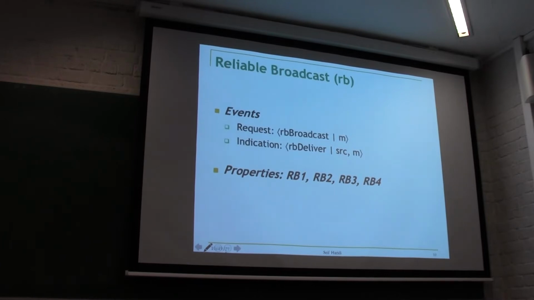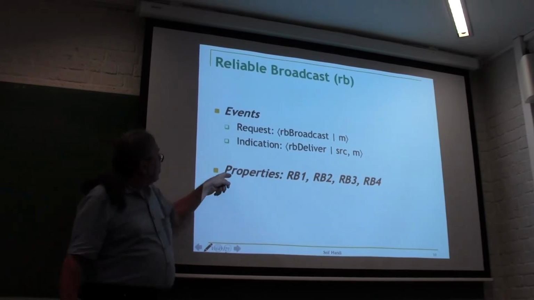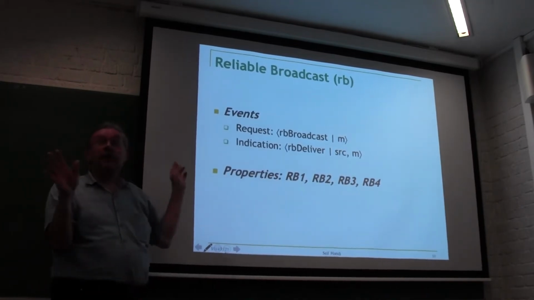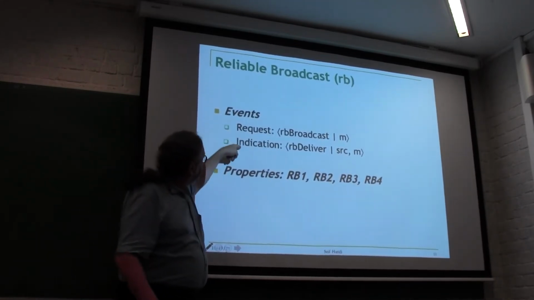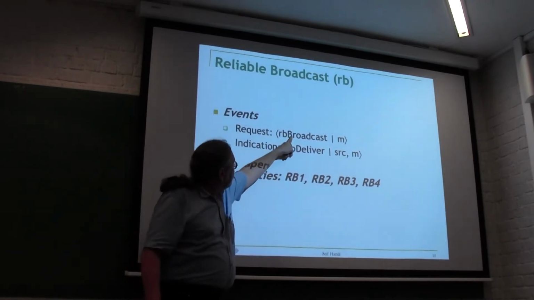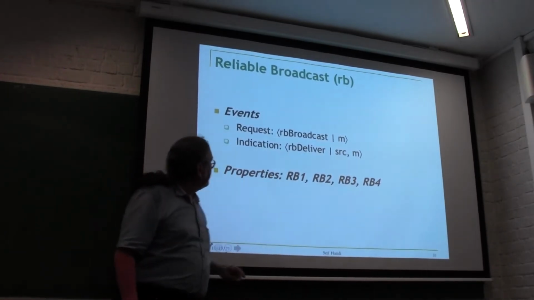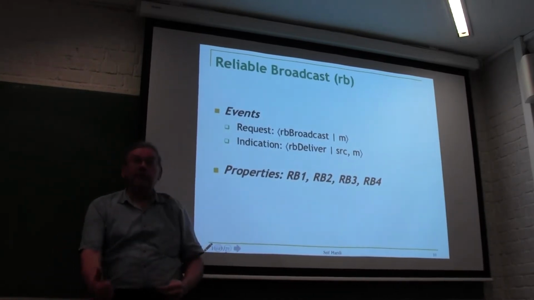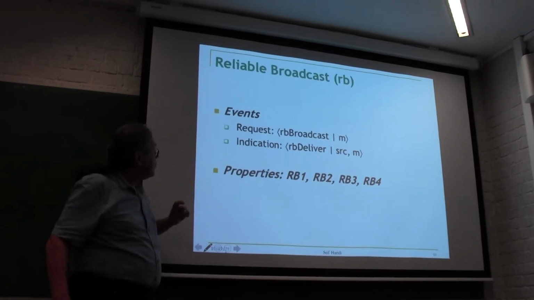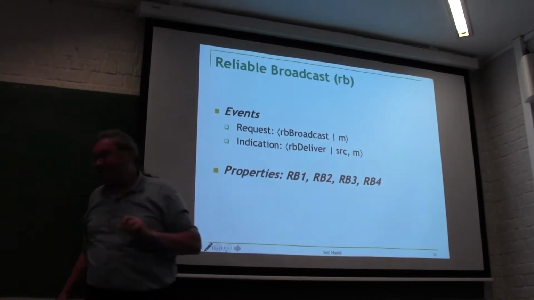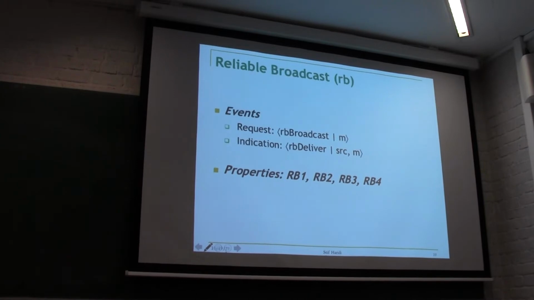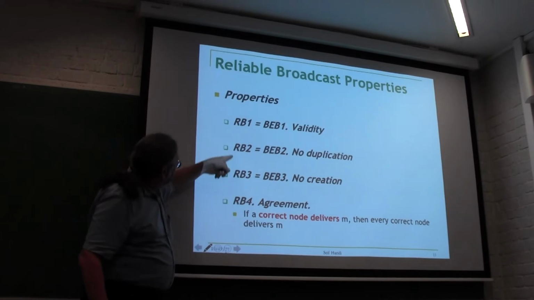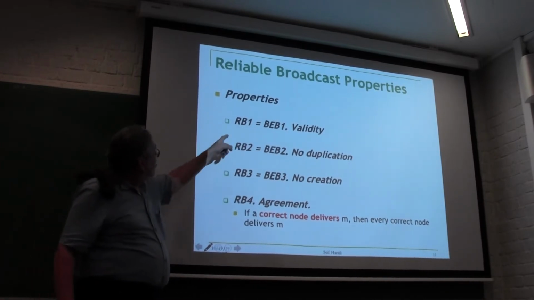Now we're going to make the specification of reliable broadcast. Again, events and properties, it's always going to be like that. Request indication: RB broadcast, and RB deliver. Again, broadcast is the request going down, and deliver is coming up. Now we have four properties, RB1 through RB4.